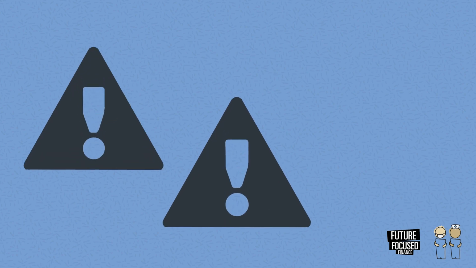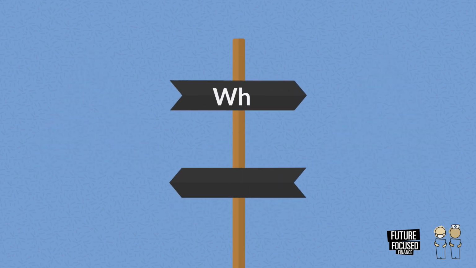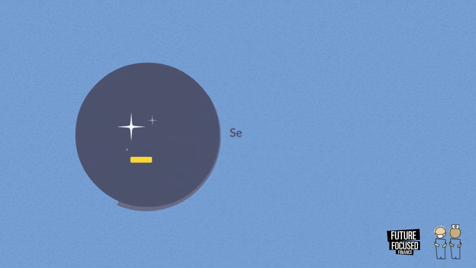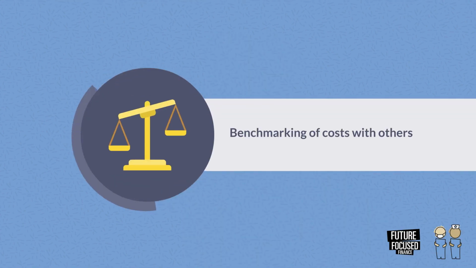Costing in the NHS is becoming increasingly important. It helps us understand why and where costs are incurred and assists organisations in developing patient pathways. It is also used to set prices, improve value, and allow benchmarking of costs with others.